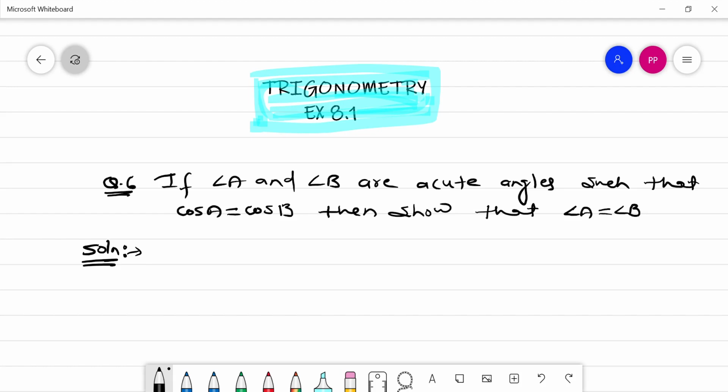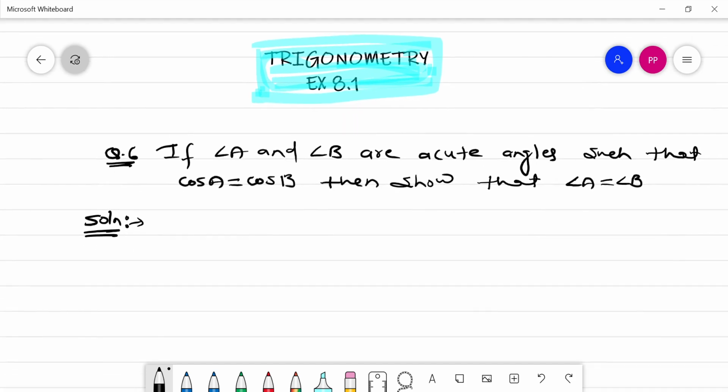Today we are going to see trigonometry exercise 8.1 question number 6. Now question number 6 is a little difficult as compared to other questions, but I will just try to make it as simple as possible. Let's see the question.